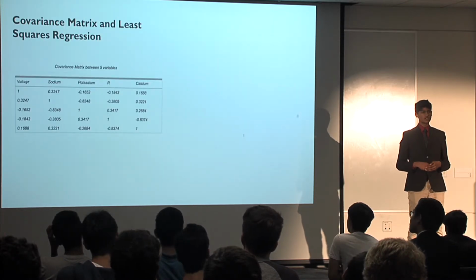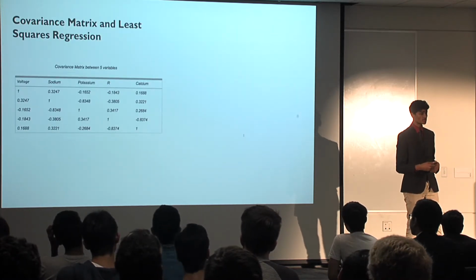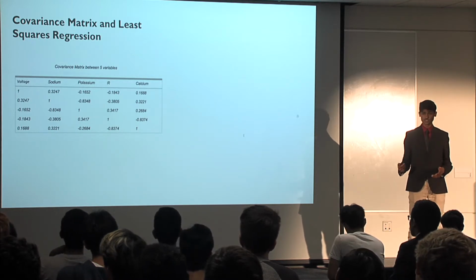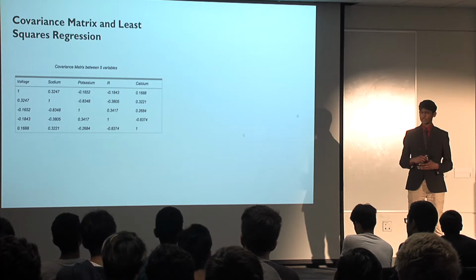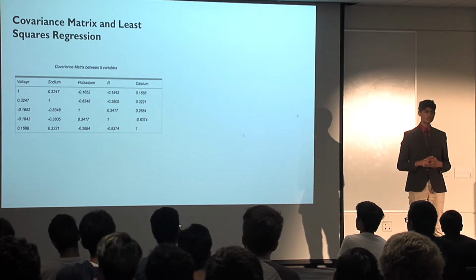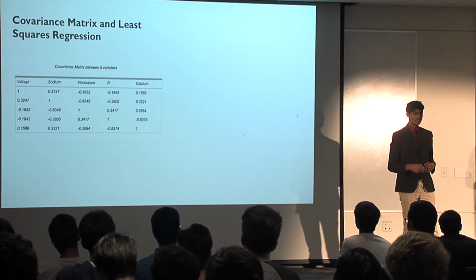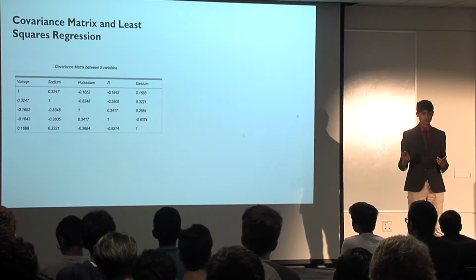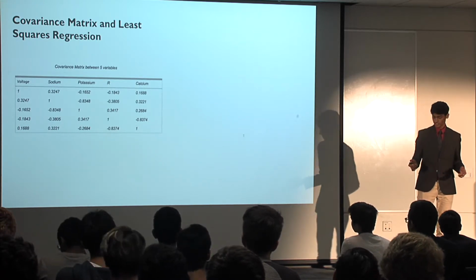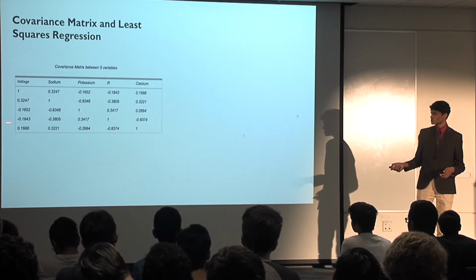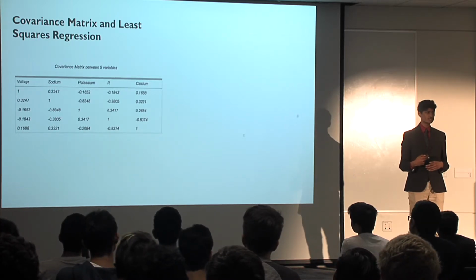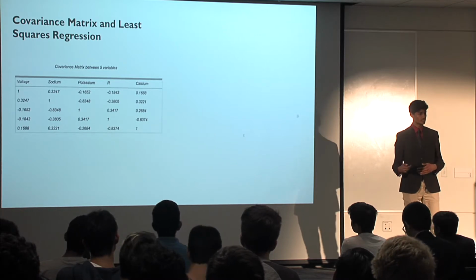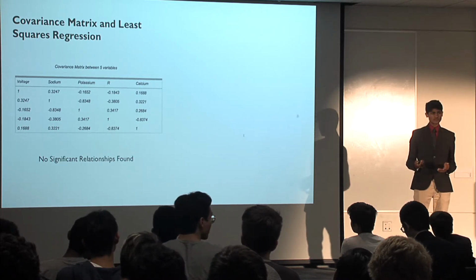So then we decided, okay, why don't we just look more at the individual variables and see if we can create some relationships between them. So we looked at voltage, sodium, potassium, R, and calcium. And we created a covariance matrix, which basically tells you how related 2 variables are. And 1 means that they're almost perfectly related, and 0 means they're completely unrelated. And so you see that some of these numbers are quite high, like 0.8374, but nothing too significant that we can actually make reasonable predictions. So no significant relationships found.